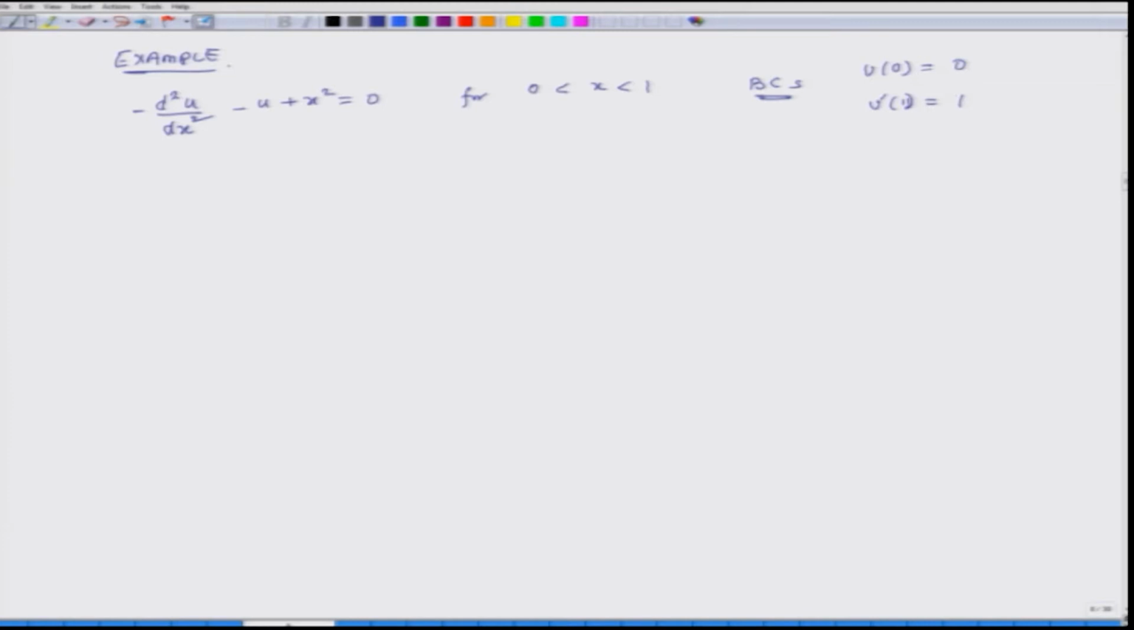So the first step: we will solve this equation using Petrov-Galerkin, Galerkin, collocation and least square, all these 4 methods. The first step is that we choose phi naught so that it satisfies all boundary conditions.